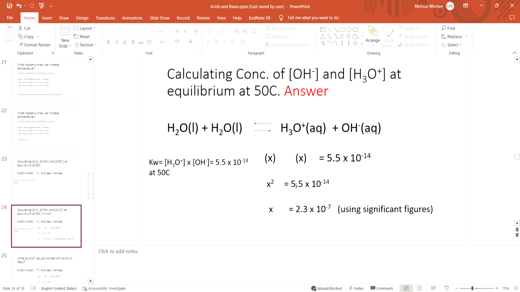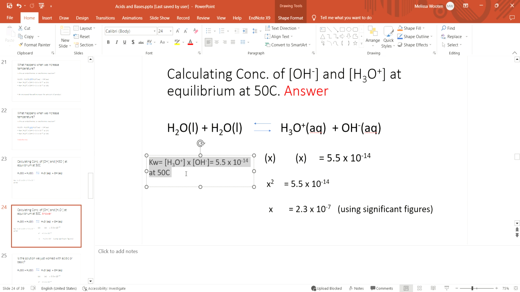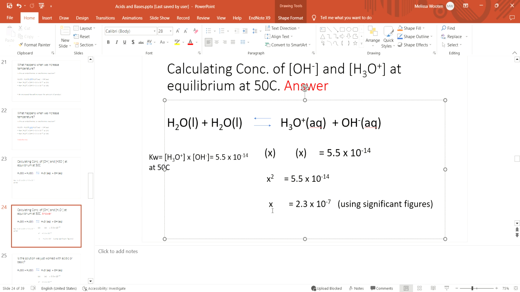X squared equals 5.5 times 10 to the negative 14th. This was given to you in the last slide. And then you take the square root of both sides. And your x should be 2.3 times 10 to the negative 7th when you use significant figures.